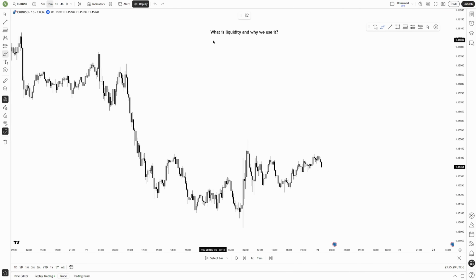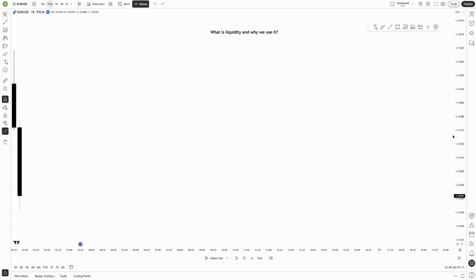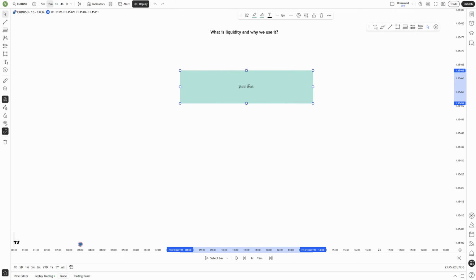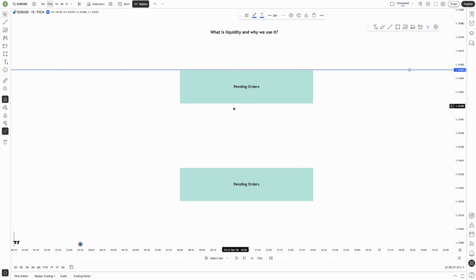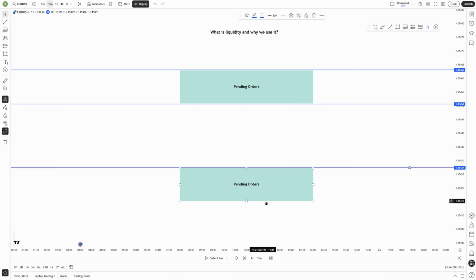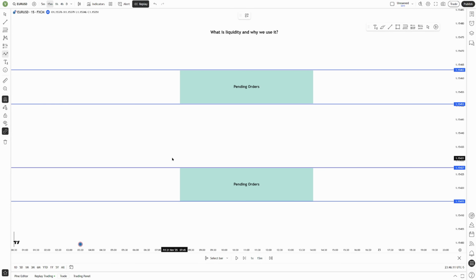So what is liquidity and why do we use it? Let me draw something so you can understand it easily. So suppose these boxes are the pending orders in the market which have not been filled by the price. This simply means that the price hasn't traded at these levels yet. On the right side, suppose these are the price levels which are not yet traded by the market.